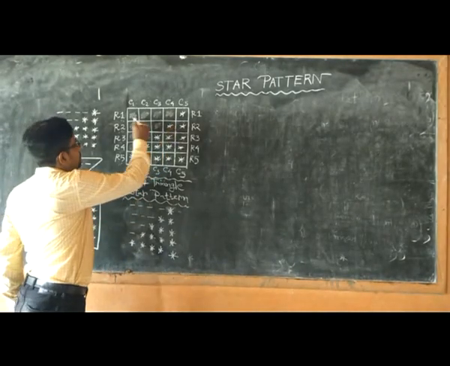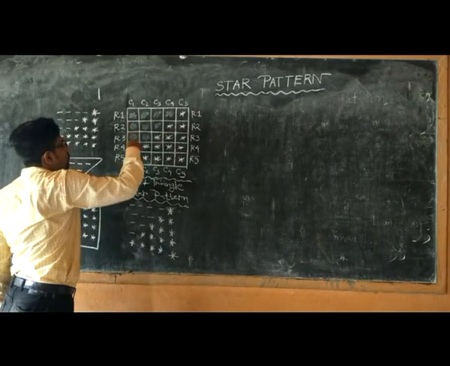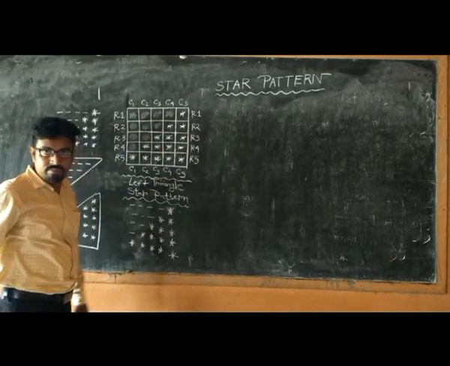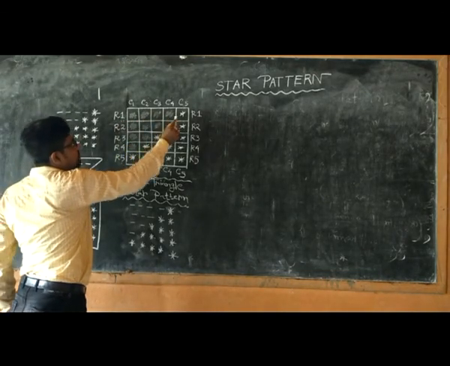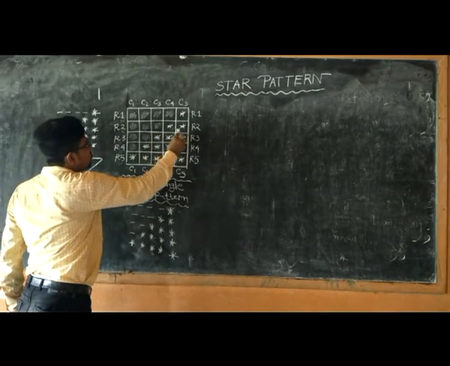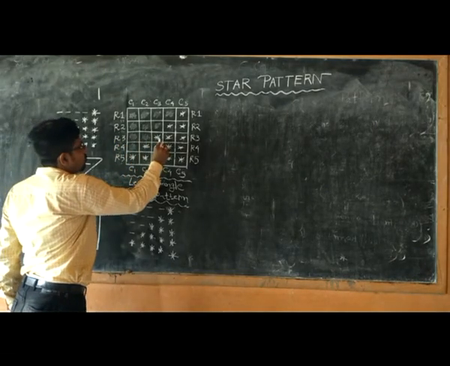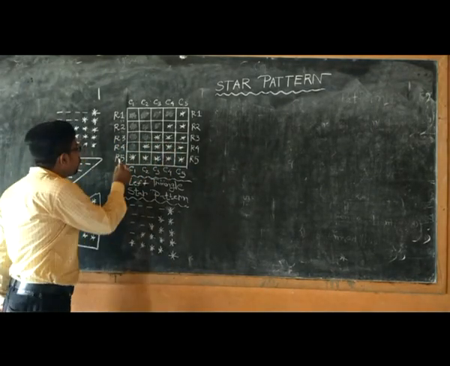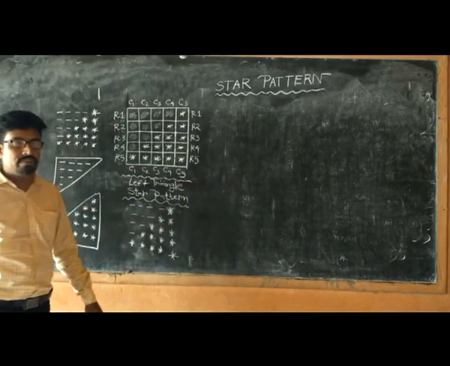How does it look, students? Row 1, row 2, row 3, row 4, row 5, column 1, column 2, column 3, column 4, column 5. Row 1 holds 4 spaces and 1 star. Row 2 holds 3 spaces, 2 stars. Row 3 contains 2 spaces, 3 stars. Row 4 contains 1 space and 4 stars, and row 5 contains all 5 stars.